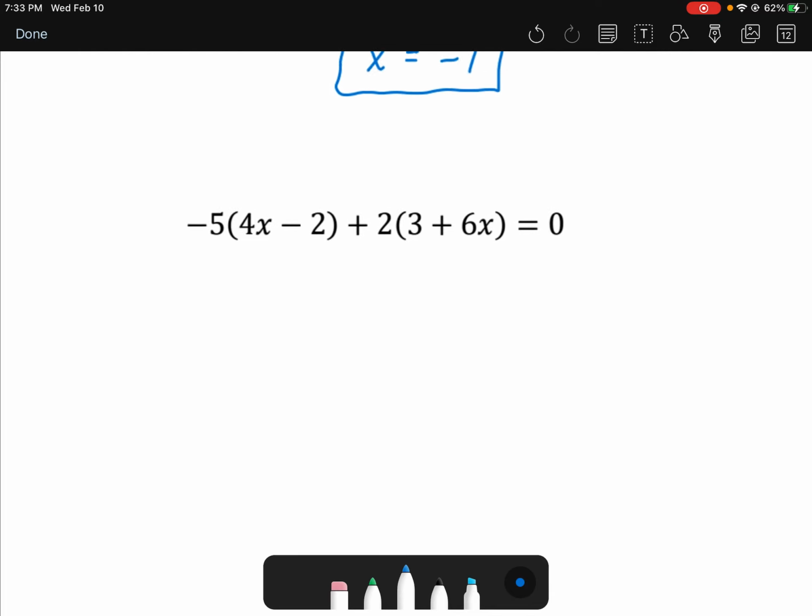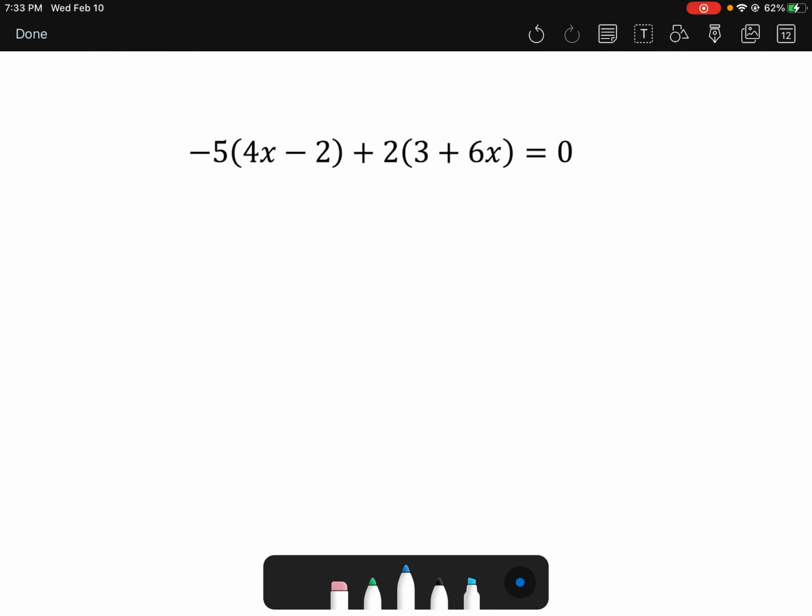All right, I want to jump down to this one right here. All right, so my first step says LCO. I see 1 minus 2, so I'm going to change that to plus negative 2. Next, I need to distribute. So I'm going to take the negative 5 and multiply it by everything inside the parentheses there. Negative 5 times 4x is negative 20x. Negative 5 times negative 2 is positive 10.